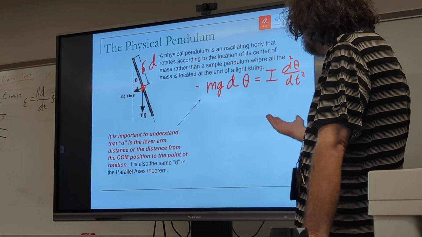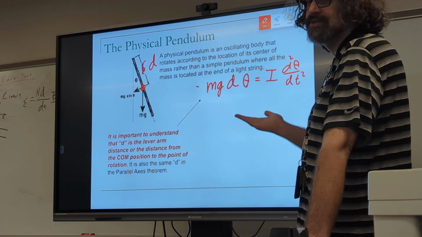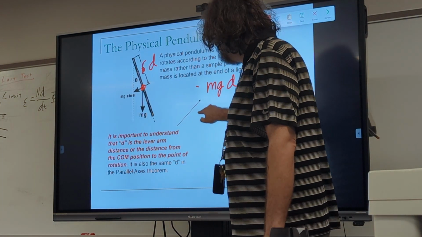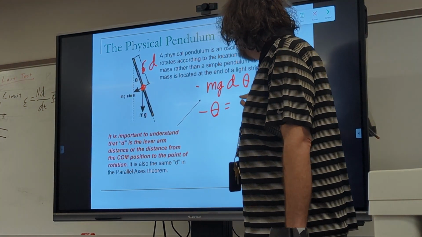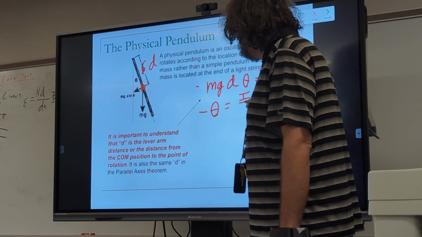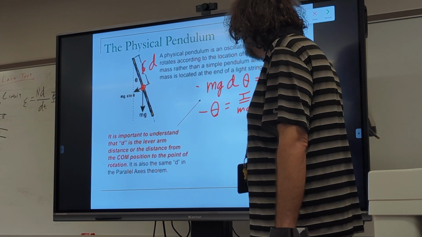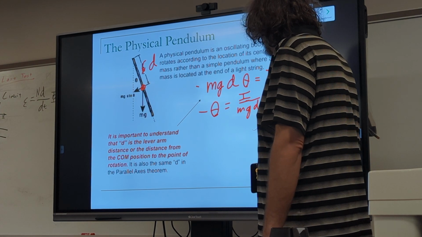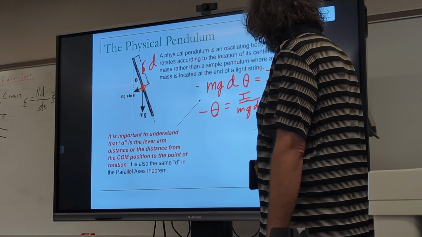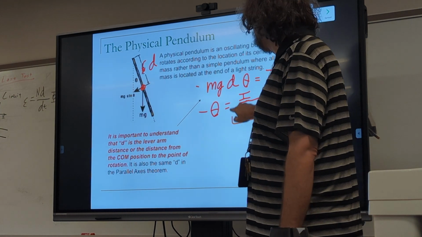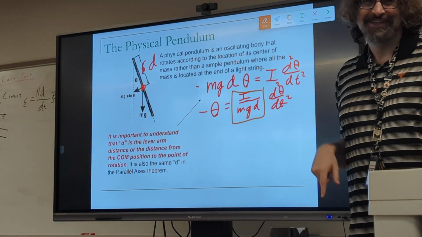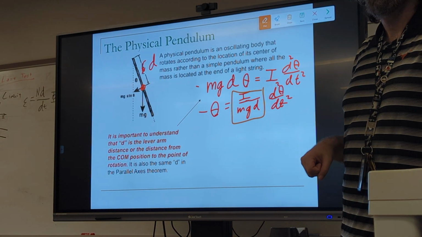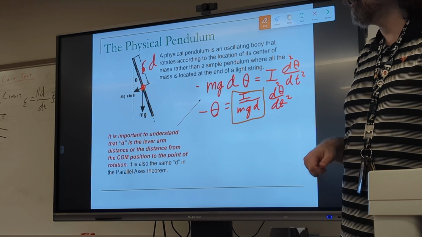Okay. Oh my gosh, guys, nothing cancels out, right? So we have to just write it out. So what we're left with is negative theta equals I over mgd. So, what's in the box, friends? That's going to be your omega squared.